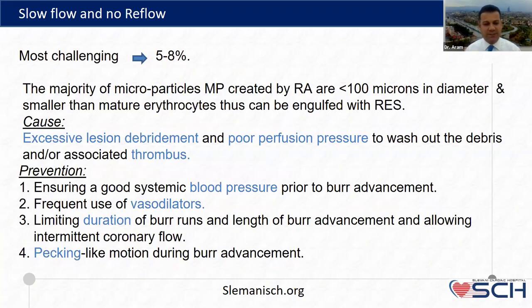There are some measures that can be taken to prevent slow flow and no-reflow, like blood pressure. You should have a good blood pressure. Never do rotablation in a hypotensive patient. Use vasodilators frequently. Actually, I'm not using a lot, but it's better to use whatever vasodilator is available in your cath lab. It's very important to limit your duration of burr run, because it is better not to exceed 15 seconds. If you exceed 15 seconds, possibly you are going to promote slow flow and no-reflow. And the most important thing is the pecking-like motion during the burr advancement.